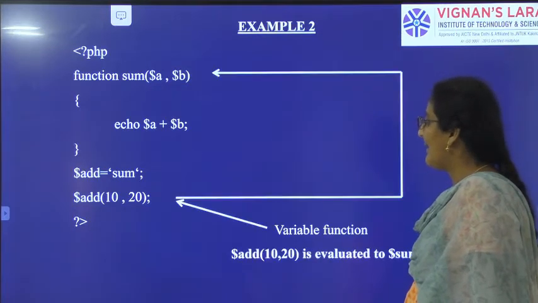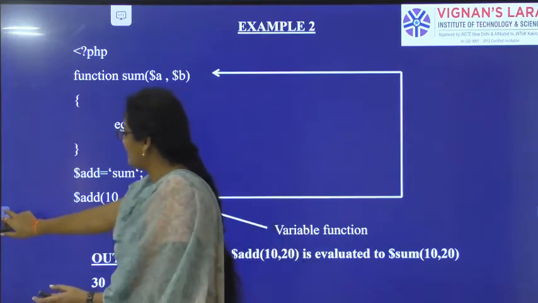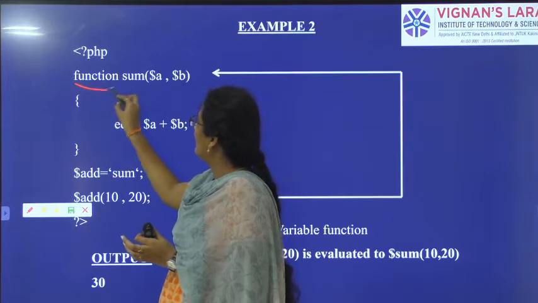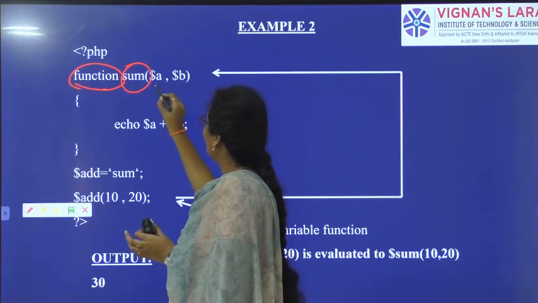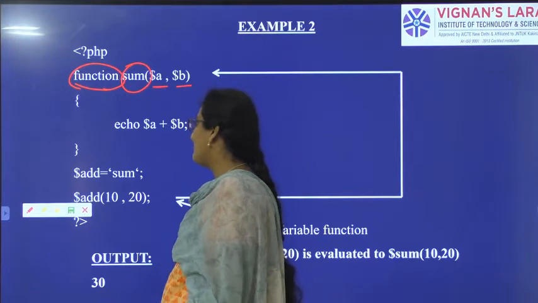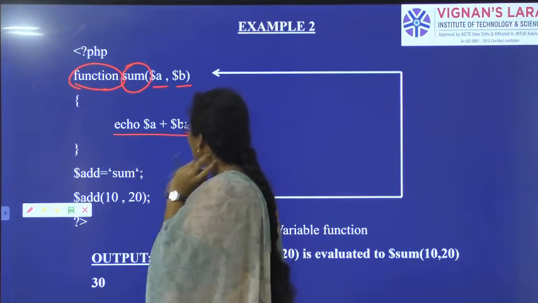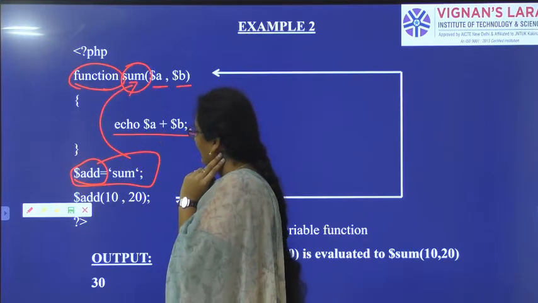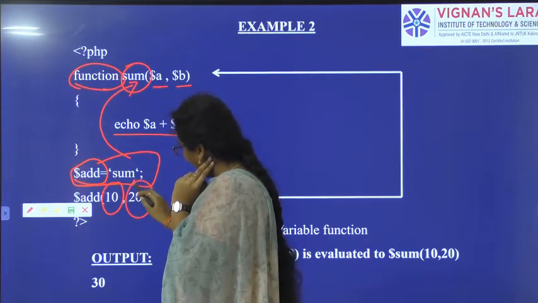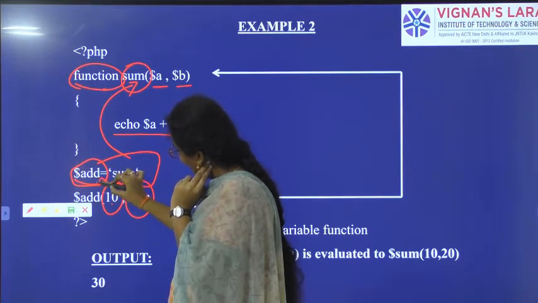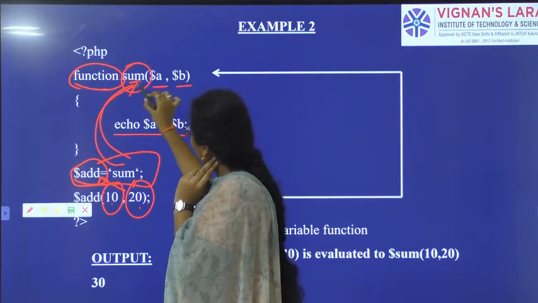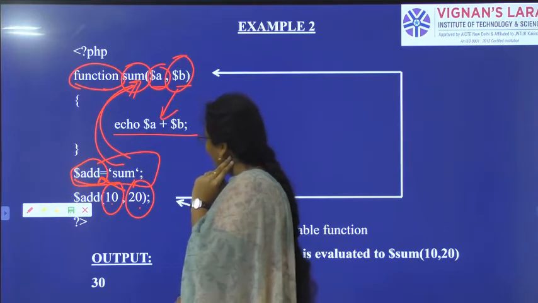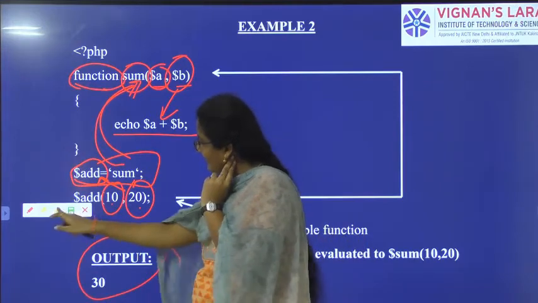But in the next example we can add these two numbers. In this example the function name has $A and $B as the argument variables also. I want to add these two. For that I have the function sum. This sum is already defined here, and the variables are 10 and 20. So these 10 and 20 are taken into add, and add is taken into sum. In sum we have $A and $B, so we are performing $A plus $B. We will get the output 30.